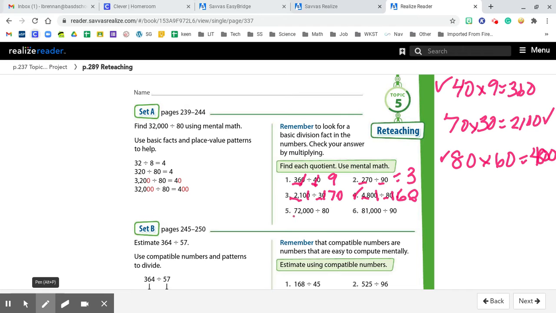72,000 divided by 80. 72 divided by 8 equals 9. Cross out a 0 here and a 0 here, and I have 2 zeros left over. 81 divided by 9 equals 9. Cross out a 0 here and a 0 here. I have 2 zeros left over.